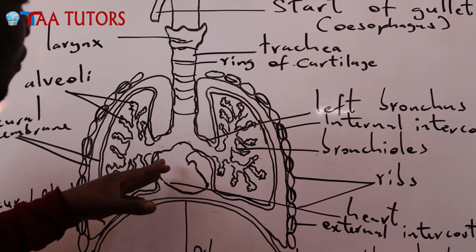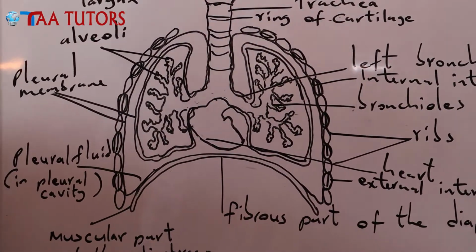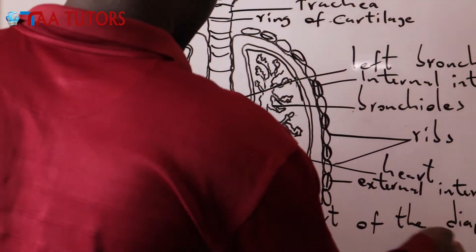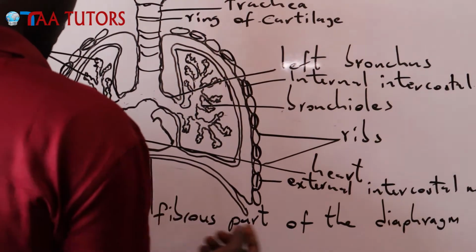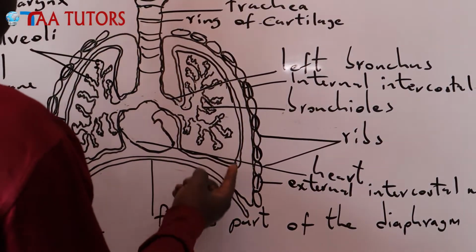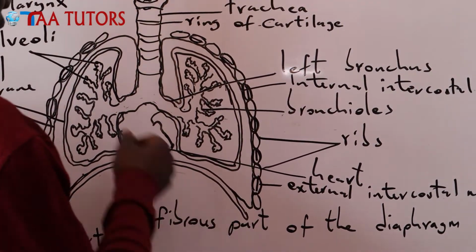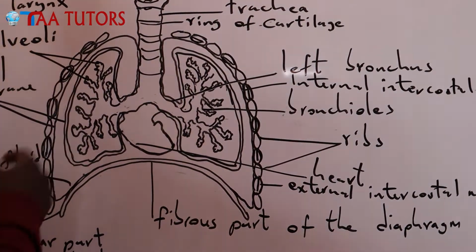Now we also have some parts here, like the fibrous part. This is the diaphragm itself. In the lower level, we are just calling it the diaphragm, but I want to tell you that it is a sheet of muscles that is spreading here. They help in the breathing system.